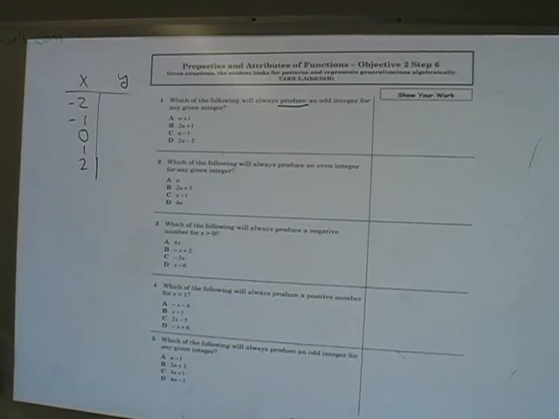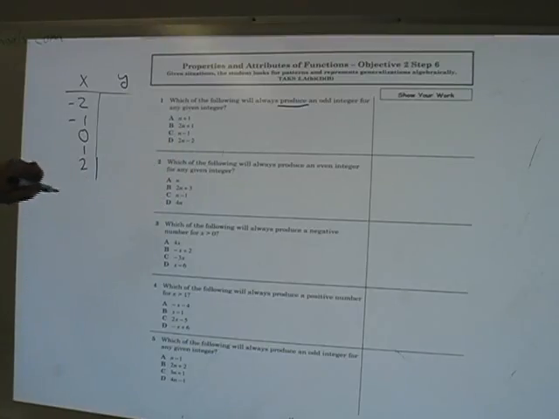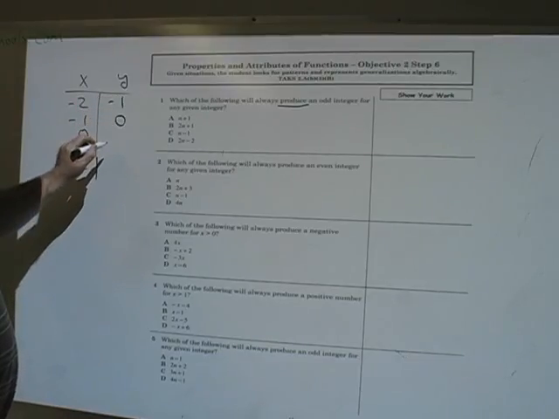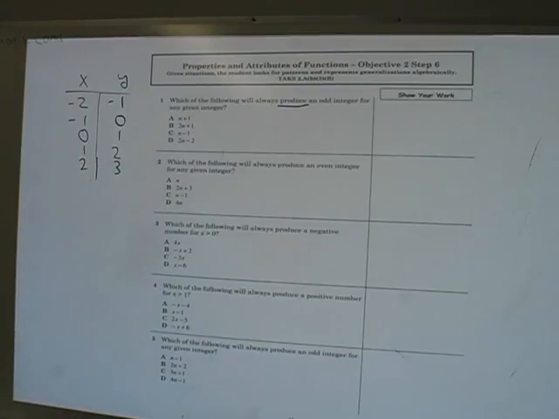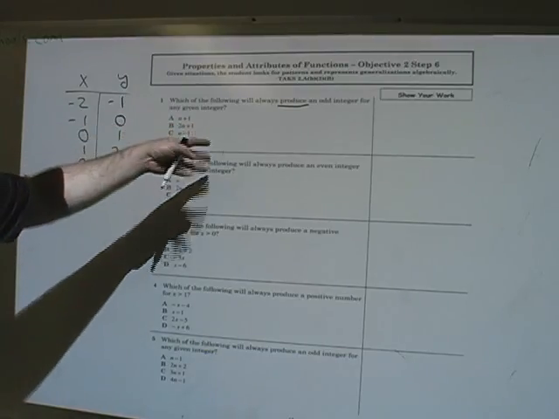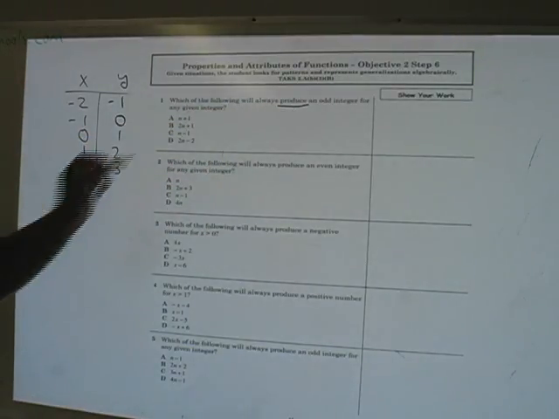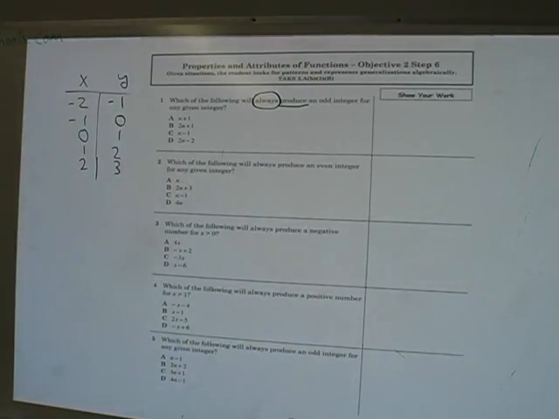And go ahead and try it in your calculator. Put x plus 1 into the y equals function and go to the table. You should get these values. Okay? So then you check to see if it's true. Does it always produce an odd integer? Well, here's the key word right here. Always. So does it always produce an odd integer?